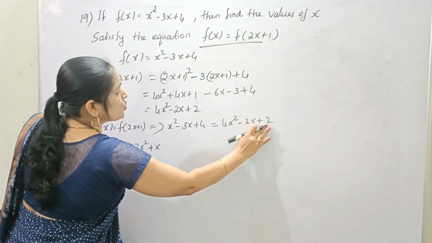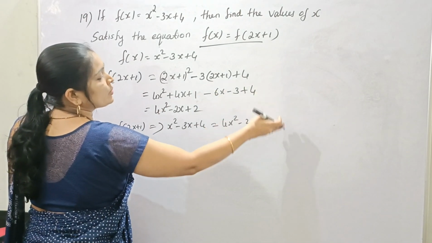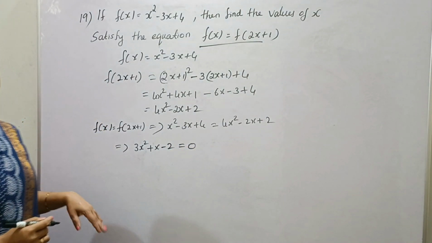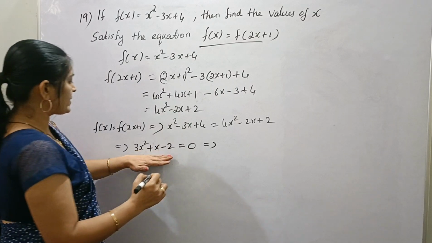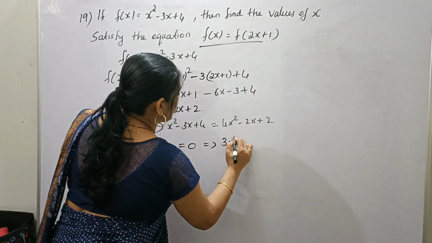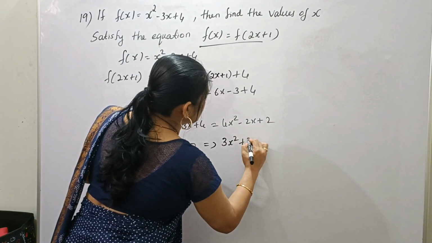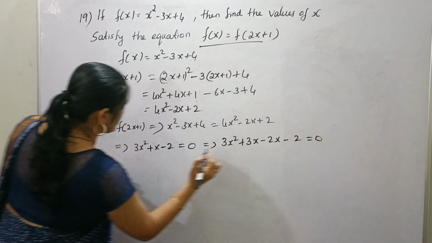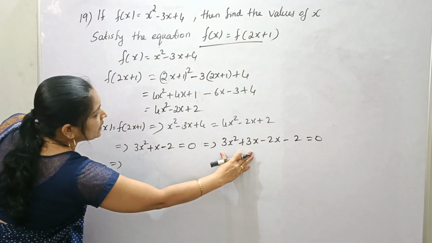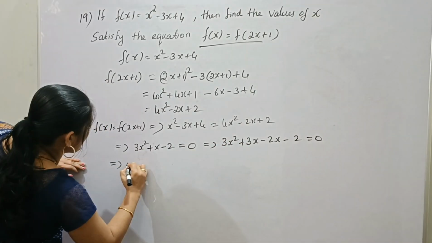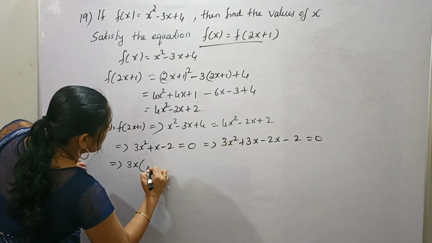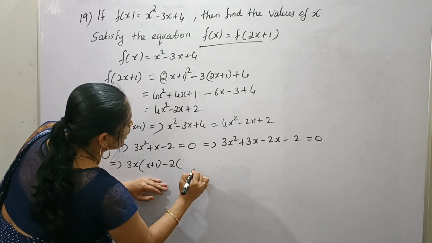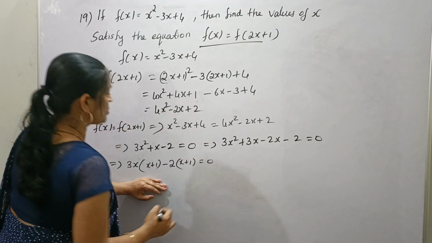And plus 2, and take this 4. When we take this 4 to the right side, it will be minus. So 2 minus 4, minus 2, that is equal to 0. That implies we can write it as 3x square, x can be written as plus 3x minus 2x, minus 2, that is equal to 0. Here 3x is common, so 3x into x plus 1, take minus outside, minus 2 into x plus 1, that is equal to 0.